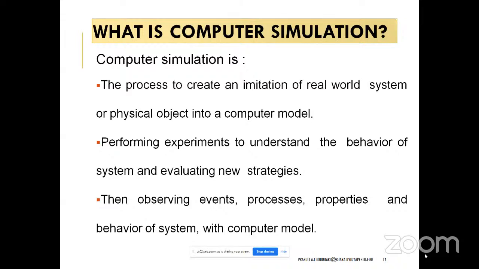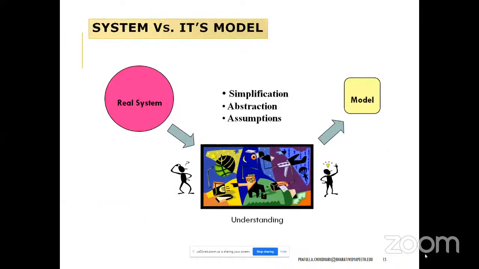Means what? Simulation doesn't stop at the development of an imitation of the real world system, but it also involves performing experiments to understand the behavior of the system and the evaluation of new strategies. This simulation also includes observing the total behavior, processes, and properties in correlation with the real world system. So it is nothing but the development of the model, performing experiments on that system, and correlating the output of the developed model with the real world system. Based on this simulation system, we can say that newer computational tools have been developed.